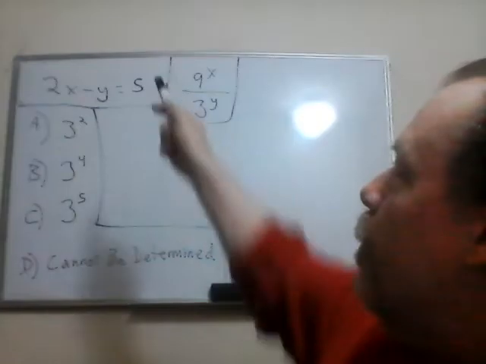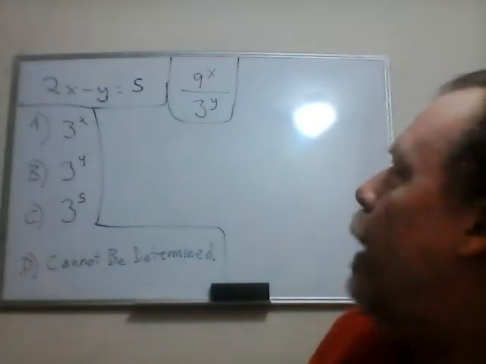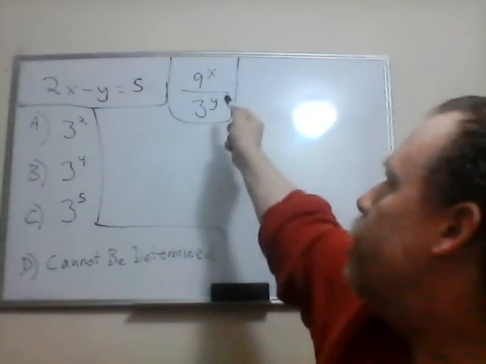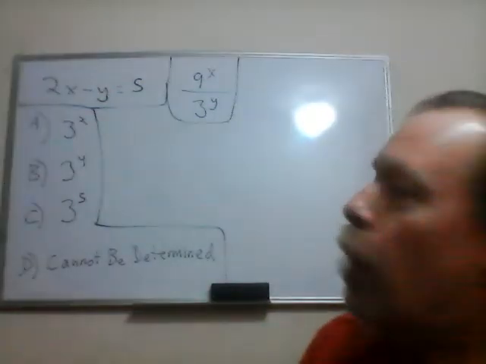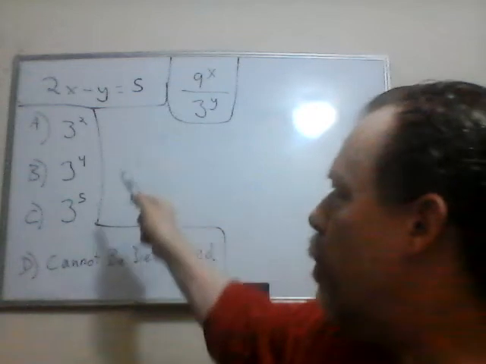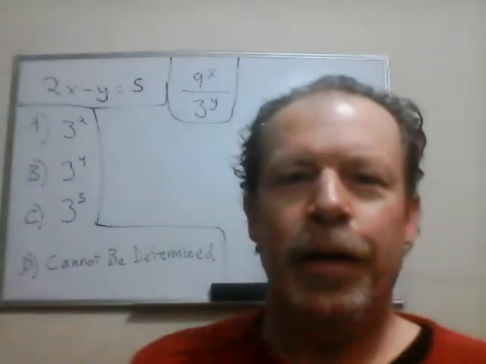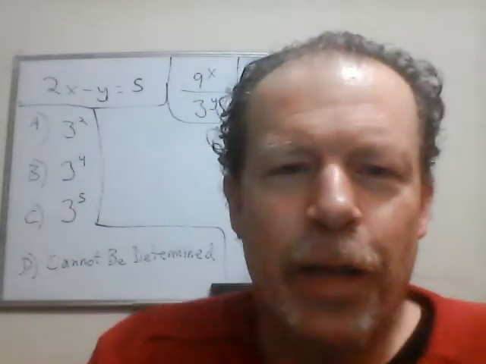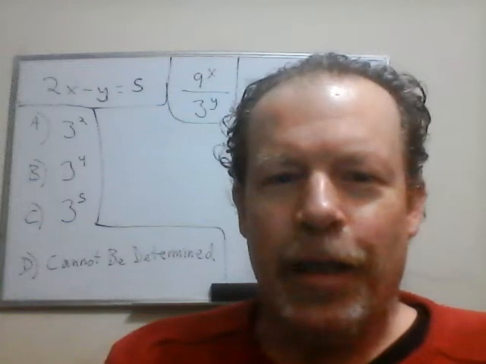We are given 2x minus y equals 5, and we are looking for the value of 9 to the x over 3 to the y. Okay, our possible answers are 3 squared, 3 to the 4th, 3 to the 5th, and the value cannot be determined. If your instinct is value cannot be determined, that's a good instinct.